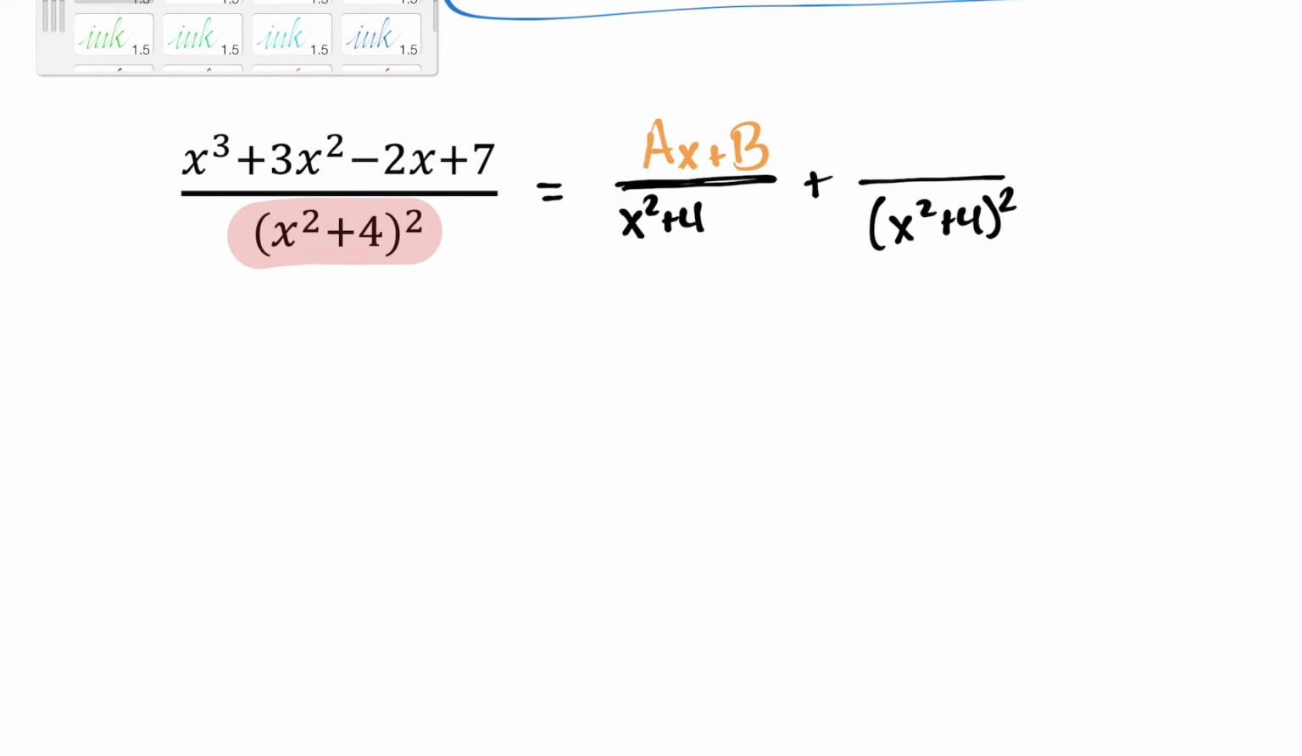In the second fraction, this is very similar to when we had an x squared in the denominator. I had an x and then an x squared for the second fraction. We're going to do the same thing here with an x squared plus 4, and then an x squared plus 4 quantity squared in the second fraction. Again, I still have that x squared in the denominator, so that means I'm going to have cx plus d as my numerator.